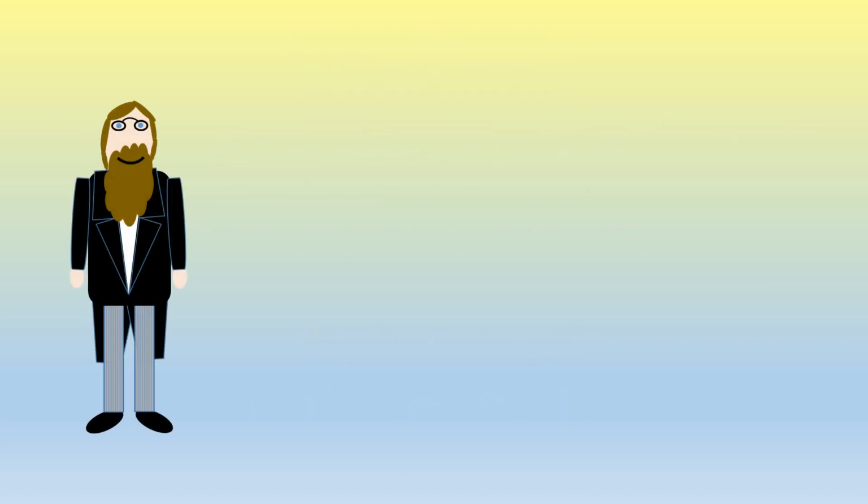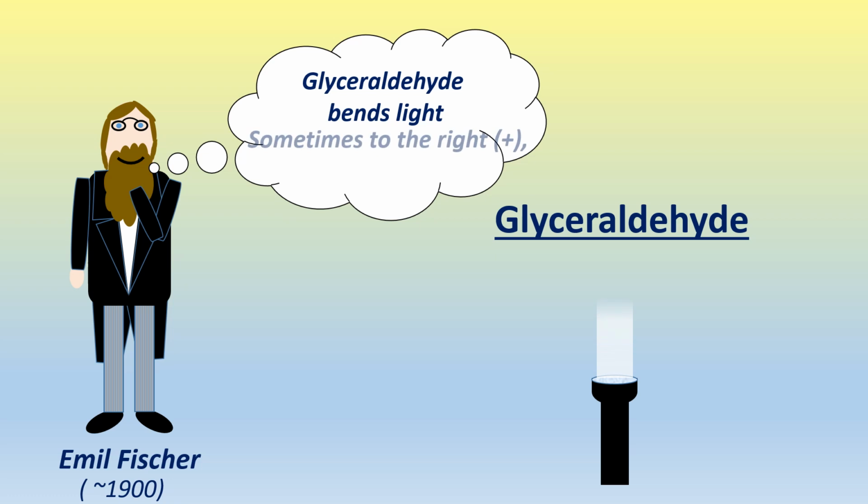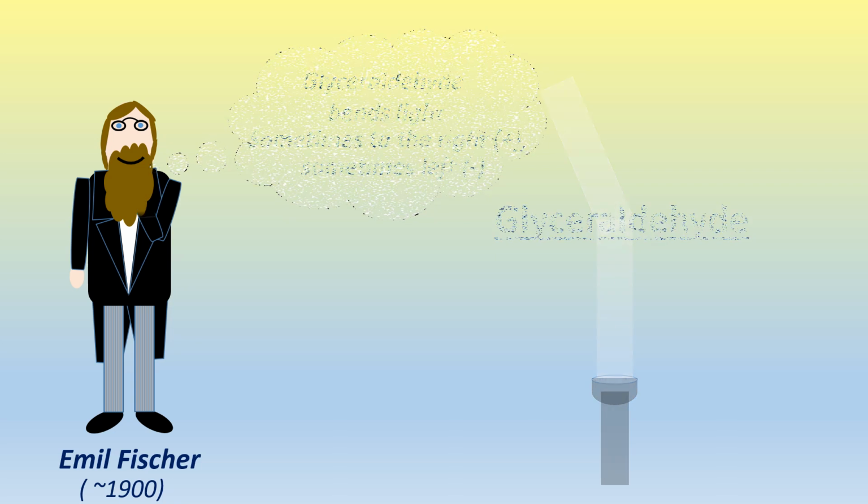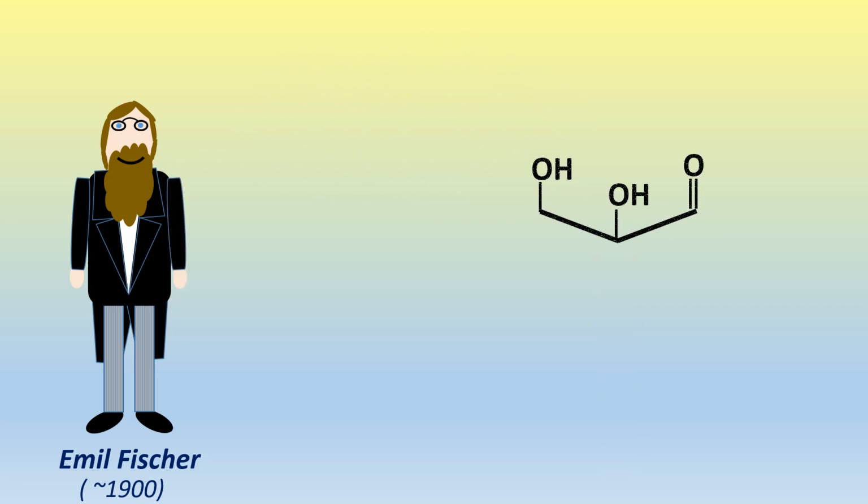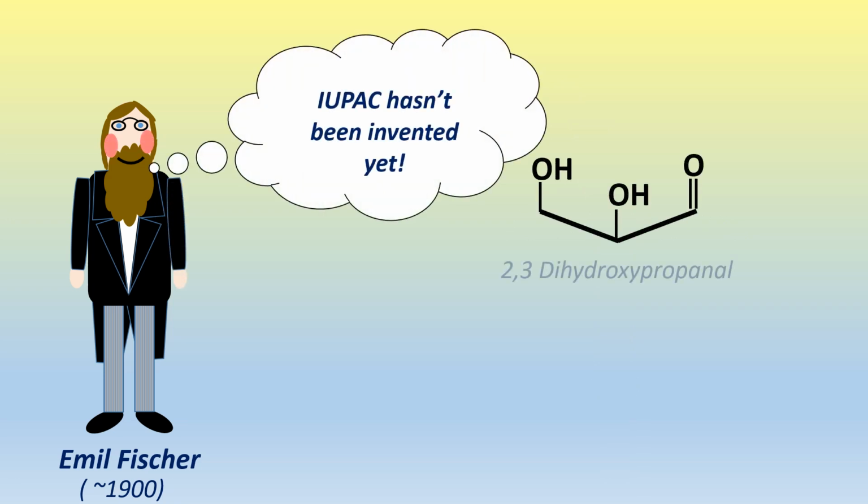These types of molecules were first looked at by Emil Fischer around 1900. Fischer noted that looking at one particular molecule, glyceraldehyde, sometimes it bent light to the right, sometimes it bent light to the left. He looked at this molecule closer. This molecule, which today in IUPAC would be known as 2,3-dihydroxypropanal, was an aldehyde with 2 OH groups.